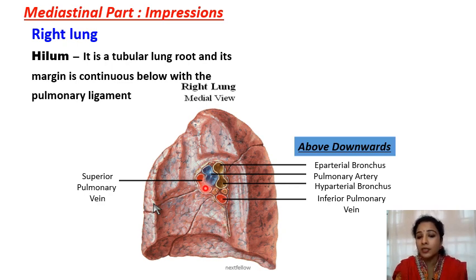The structures passing through the hilum of the right lung are the eparterial bronchus, then the pulmonary artery, the hyparterial bronchus, and the inferior pulmonary vein. You can remember the abbreviation BABU, B-A-B-U. Instead of U, you can keep V. On the right side, first is the eparterial bronchus. A is for artery, the pulmonary artery, and B is for bronchus again, that is the hyparterial bronchus because it is below the artery, and the inferior pulmonary veins. V is for veins. This is the abbreviation you can remember for hilar structures.